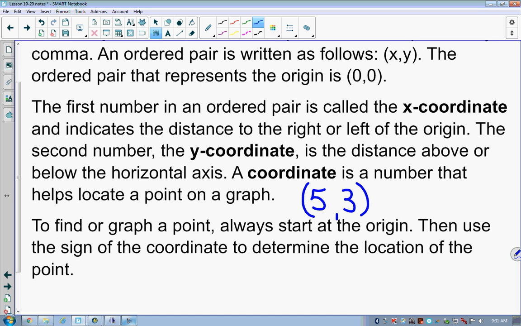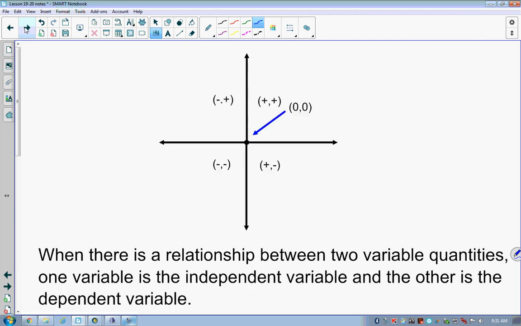All right, to find or graph a point, always start at the origin, then use the sign of the coordinate to determine the location of the point. Okay, start with your x, then move on to your y. This kind of gives you an idea of, with positives and negatives, which quadrant they're going to show up in. If I've got plus plus, both the x and y are positive, I'm going to be in the top right quadrant, right? If my x is negative and my y is positive, I'm going to be in the second quadrant. If both are negative, I'm going to be in the third quadrant, down and to the left. If my x is positive but my y is negative, I'm going to be down and to the right.